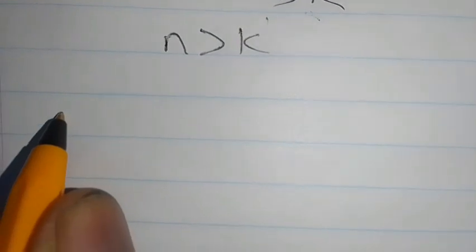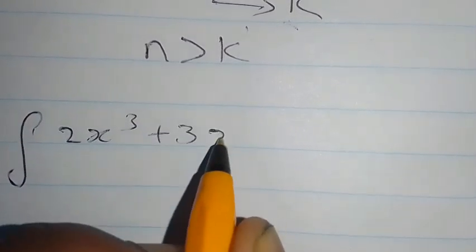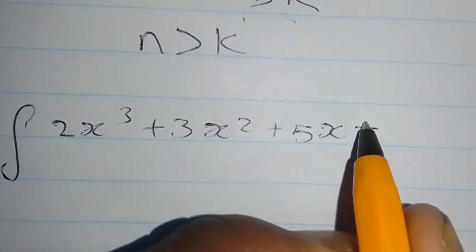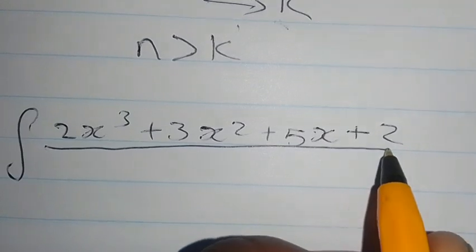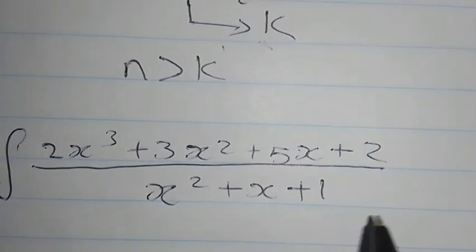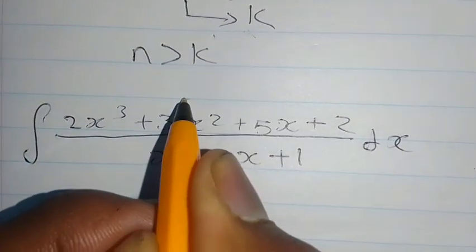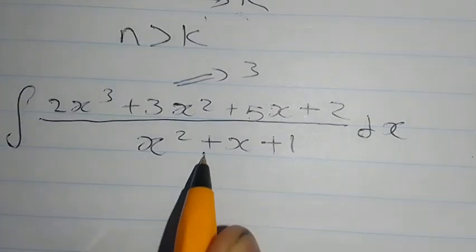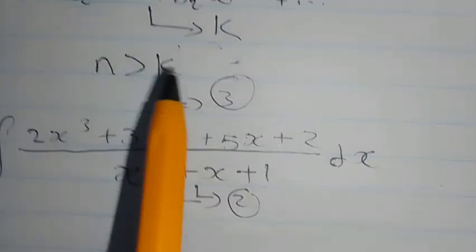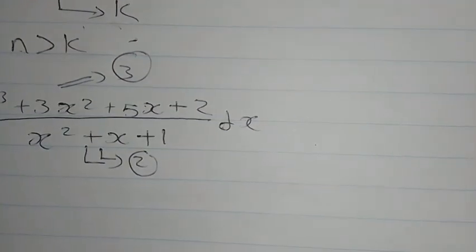Now I'm just gonna do one problem here. Suppose you have 2x to the third plus 3x squared plus 5x plus 2, and then you divide that by, let's say, x squared plus x plus 1. Now notice that the numerator is degree 3, and the denominator here is degree 2. So you need to keep that in mind. Then it satisfies this condition, so we can use a long division to work on that.